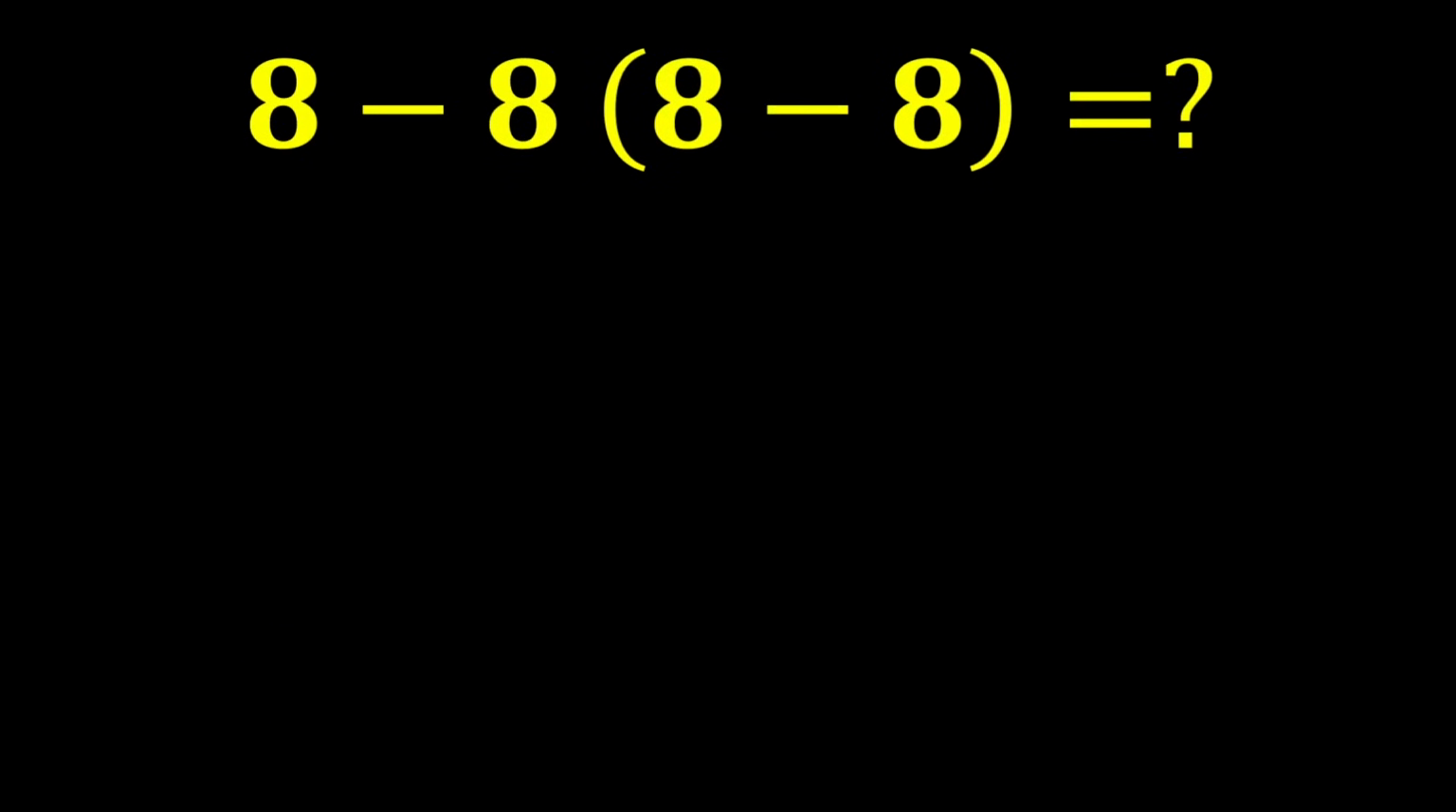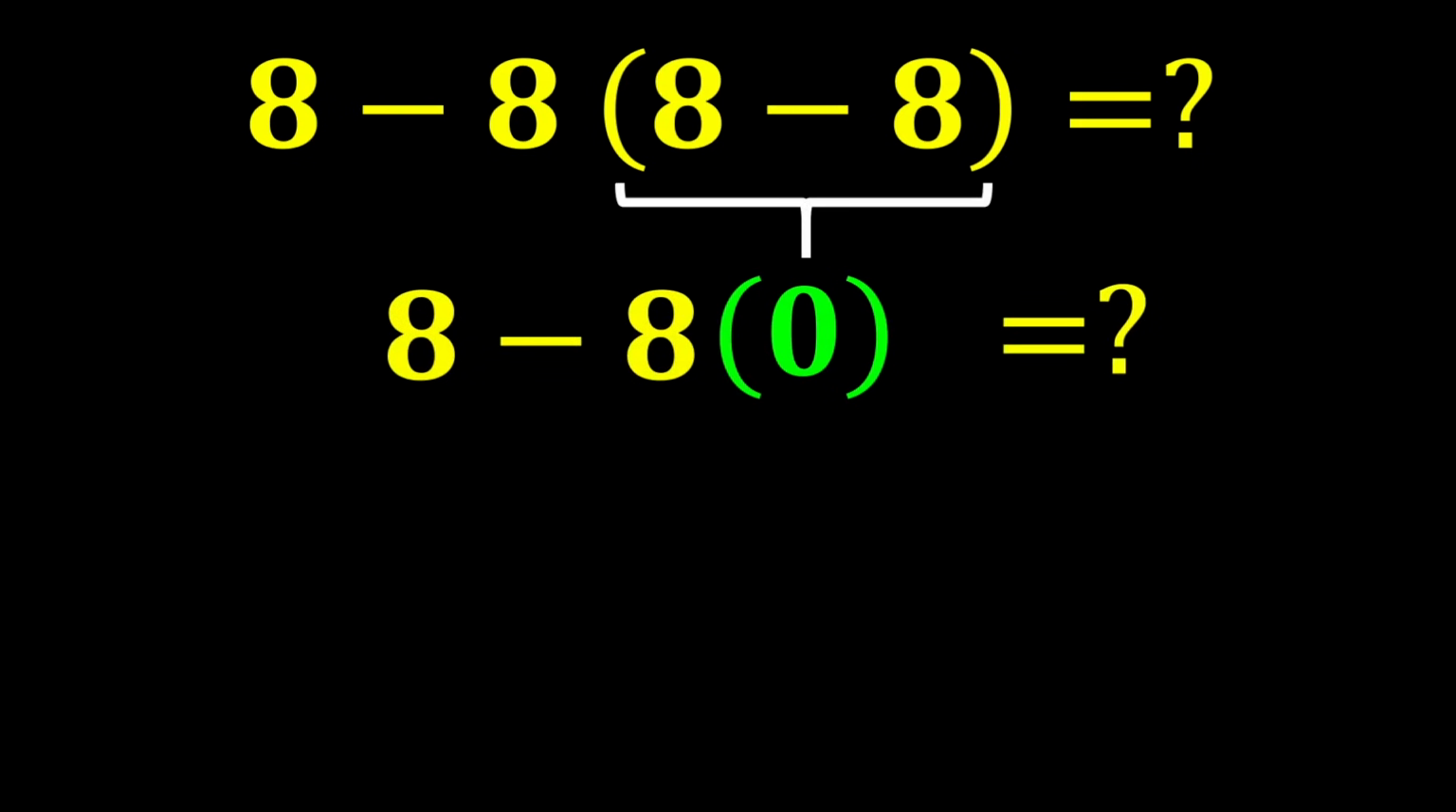8 minus 8 times (8 minus 8). According to PEMDAS, we first calculate the parentheses. 8 minus 8 gives us 0, and the expression becomes 8 minus 8 times 0.